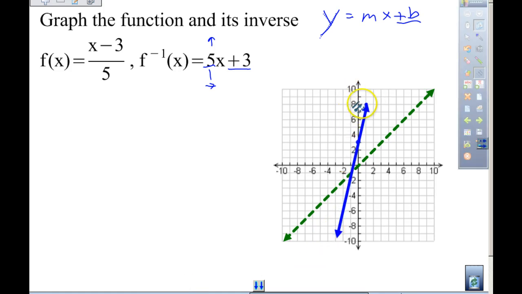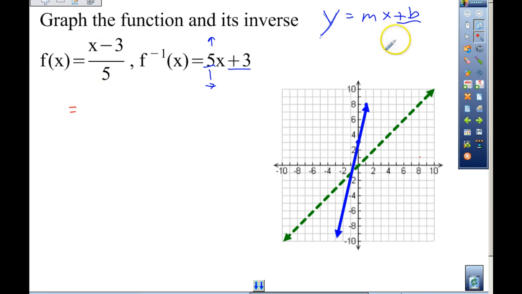So we expect, just preliminary, if my line right here goes through, let's say, (1, 8), I expect my other one to go through (8, 1). So it's going to go in this direction. Okay, so let's go ahead and graph this.